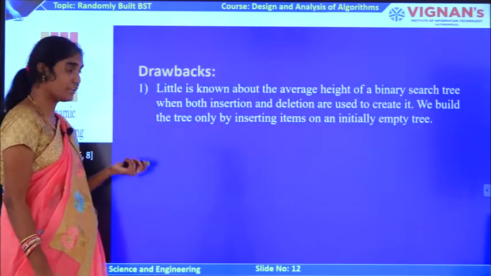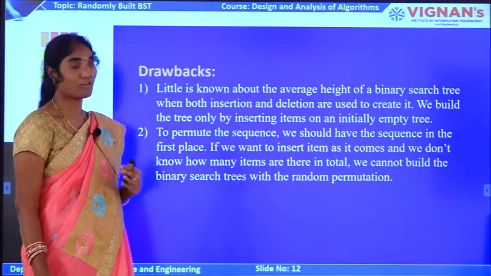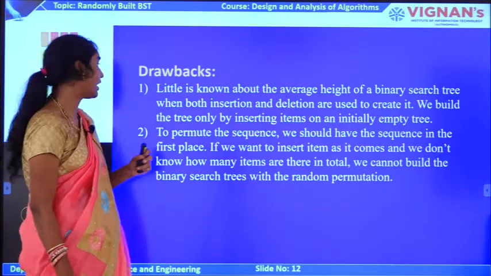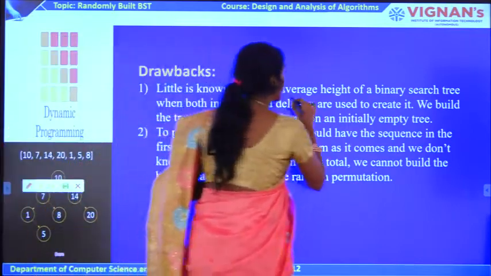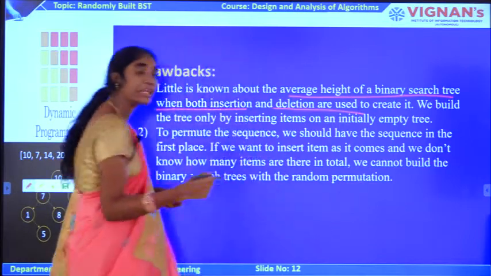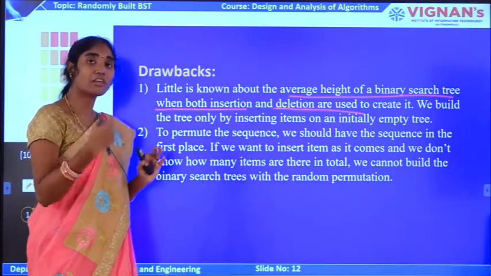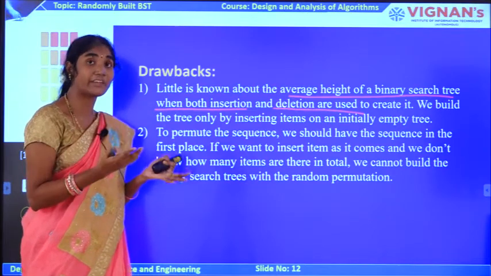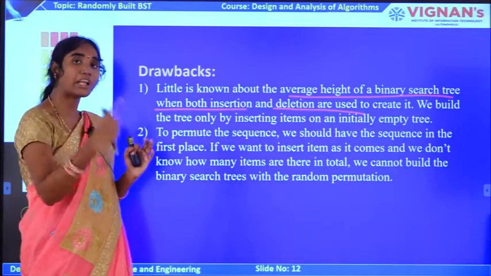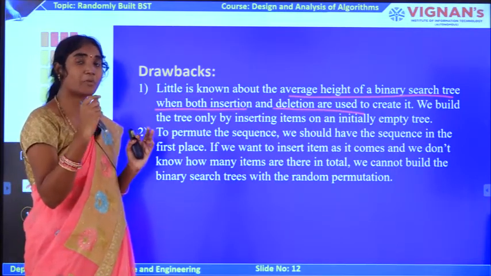Now, whatever the tree may be, there will be some drawbacks also, right. The first drawback is the average height of a binary search tree when both insertions and deletions are used to create it. Once we have created our binary search tree, if in the middle I want to delete something, again I have to start the process from the starting onwards.